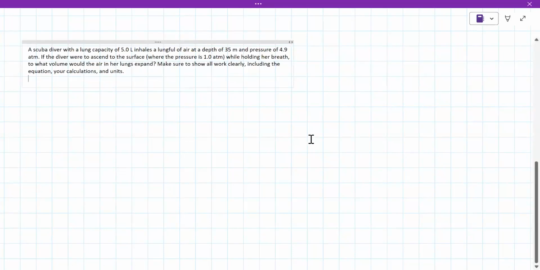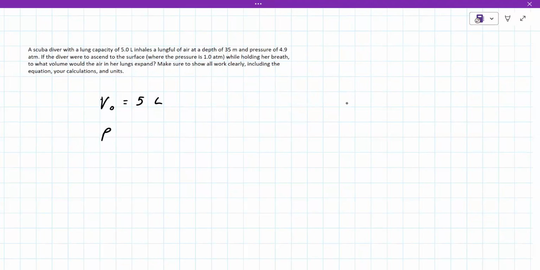All right, so let me get this question framed right. A scuba diver with a lung capacity of 5 liters, so that's the volume initial is 5 liters, inhales a lungful of air at a depth of 35 meters and a pressure P0 of 4.9 atmospheres. If the diver were to ascend to the surface where the pressure is, so P final is 1.0 atmospheres, what volume would the air in her lungs expand to?